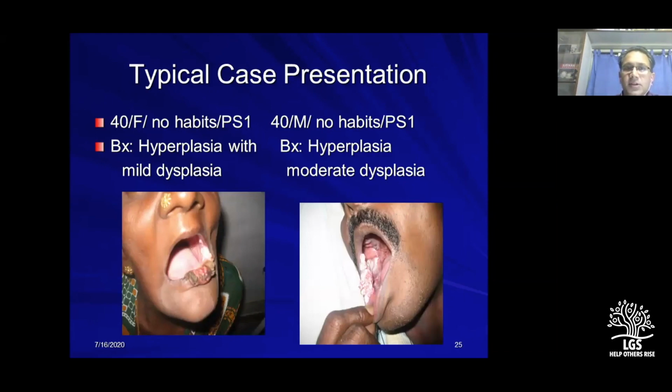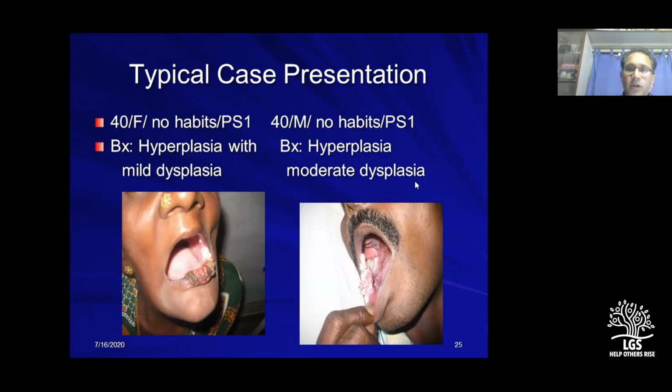Typical case presentations, as seen in a couple of our patients: a 40-year-old lady, no habits, with a lesion right from the entire lip to the buccal mucosa. The biopsy says hyperplasia and mild dysplasia. Again, a classical lesion in a 40-year-old gentleman, no habits, a large lesion. It looks like a cancer, but you biopsy this lesion a couple of times, you send it to your pathologist. Again, the diagnosis comes as oral verrucous hyperplasia, sometimes with moderate dysplasia.